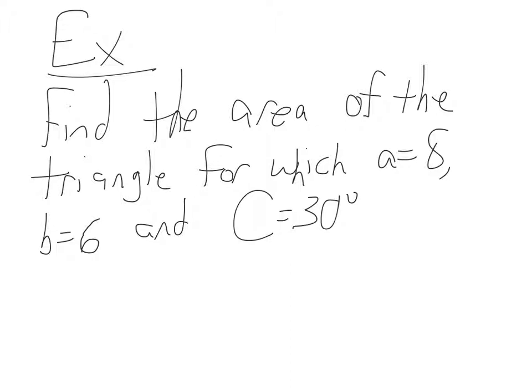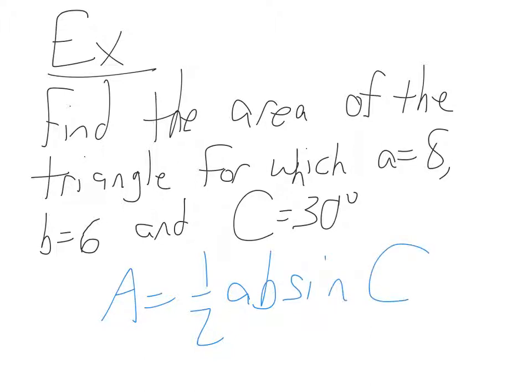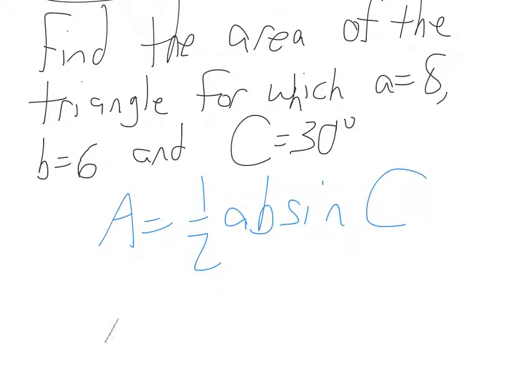Alright, so for this example, find the area of the triangle for which side A is 8, side B is 6, and angle C is 30 degrees. Remember, the formula is 1/2 times A times B times the sine of angle C. So 1/2 times 8 times 6 times the sine of 30.